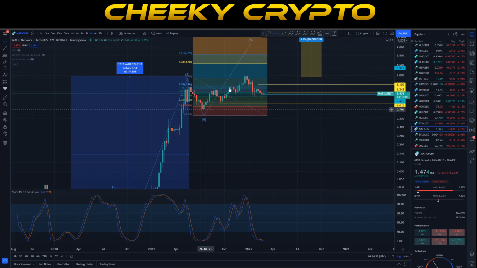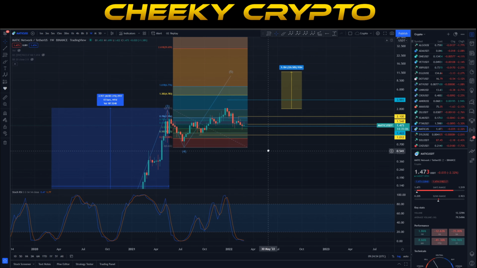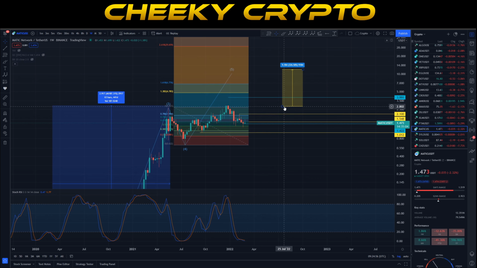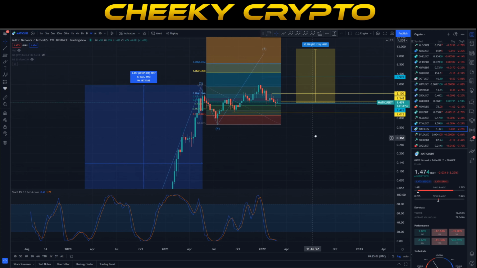This is a corrective move. This could be wave 1, wave 2, and then we start to see that explosive move upwards. So I would not be too surprised if BJ grows massively over the next few months. So one to watch out for sure.